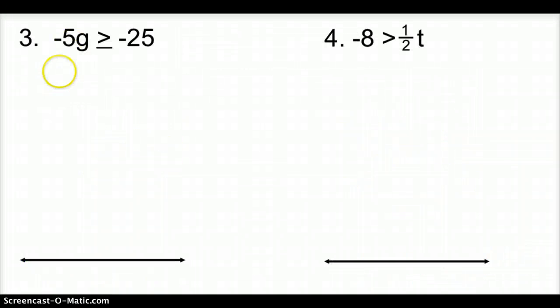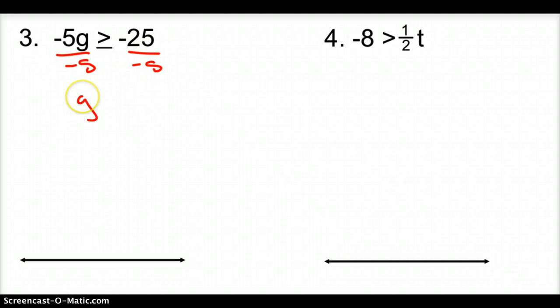Now with number 3, same situation here. g is not by itself, so we have to get it by itself. First thing we have to do is divide by negative 5. Divide by negative 5. g and 5, because negative divided by negative is positive. What do we have to do with the inequality? We have to switch it because we divided by a negative. We divided by a negative, so we have to switch the inequality.